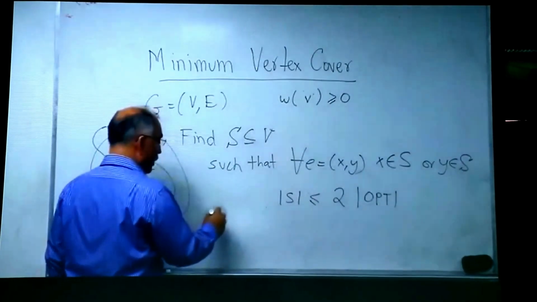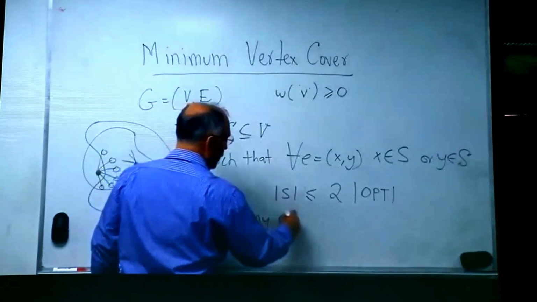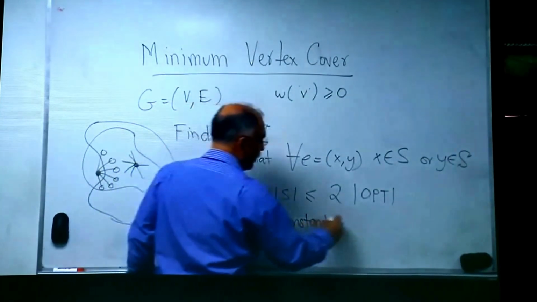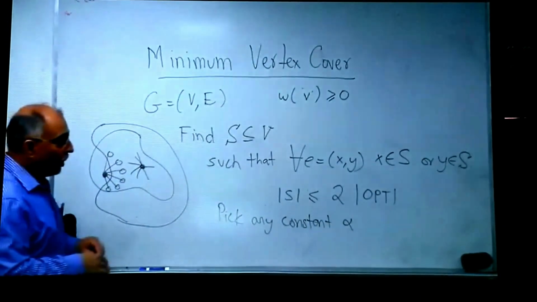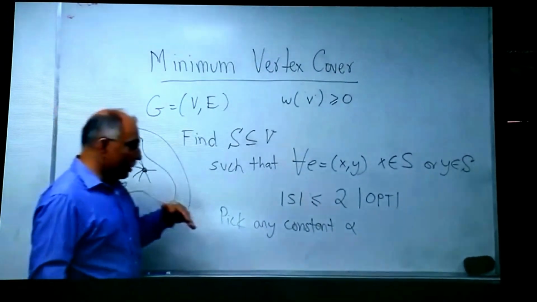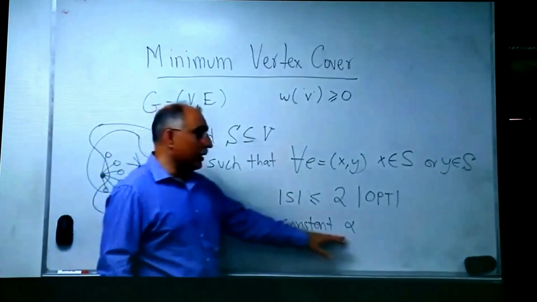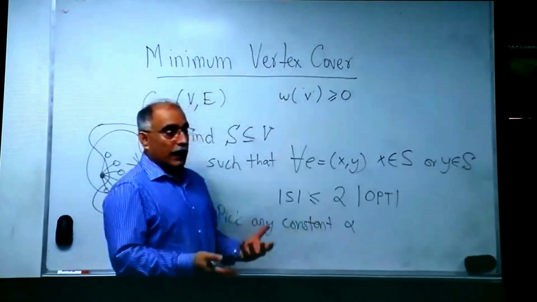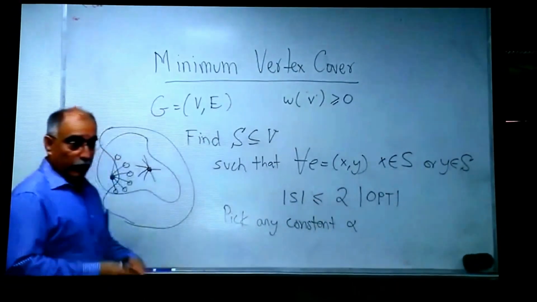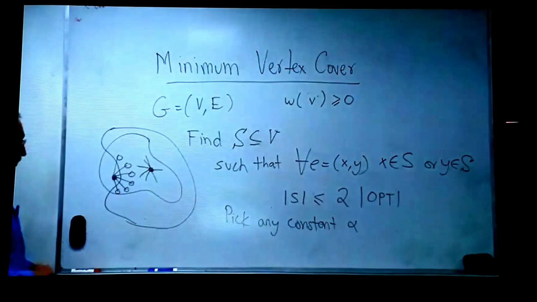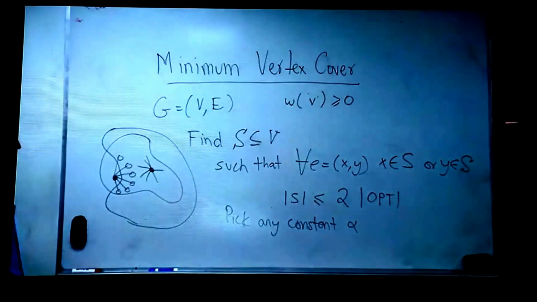Namely, you can pick any constant alpha, and there are graphs for which, if you run this greedy algorithm that I described to you, the ratio of the cost of the solution found by the algorithm to the cost of the optimum solution is going to exceed alpha. So it tells you that not only can you not get a 2 approximation, you are not even getting a 3 approximation or a 4 approximation or any constant alpha for that matter, for this very natural algorithm which does extremely well in practice.